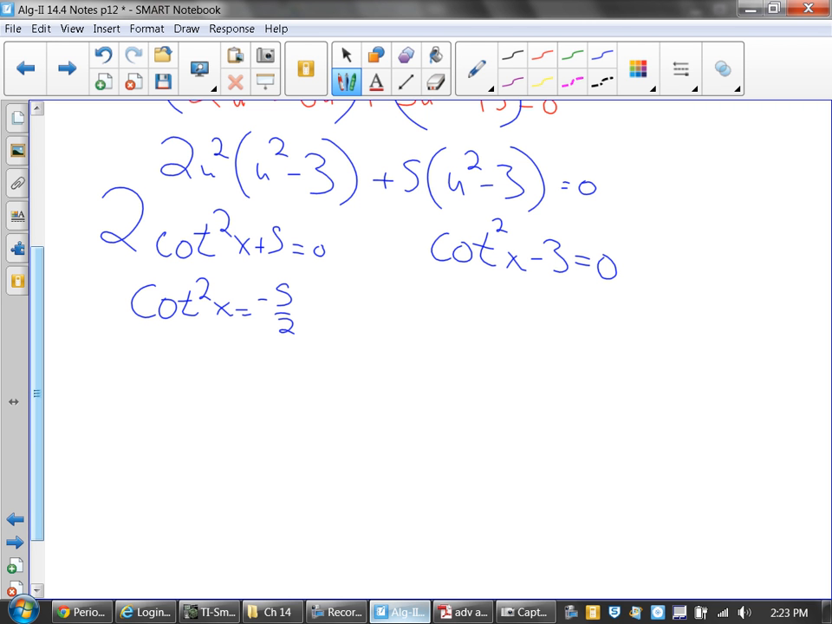After I do that, prior to taking my square root, I like to go ahead and do my inverse to put it in terms of something that makes sense. What's the inverse of cotangent? Tangent. What's the inverse of negative 5 over 2? So you just inverse both of them. Yeah. So you have tangent squared.